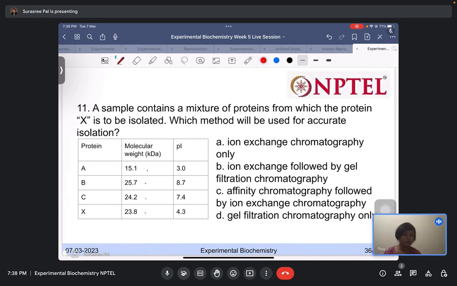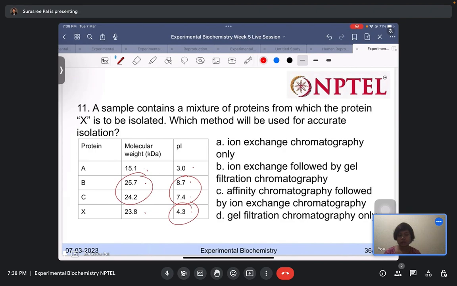Now look at the pI. The pI is 3.0, 8.7, 7.3 and 4.3. So these 2 proteins, that is B and C, have very close pI. They have also very close molecular weights. Now how do we isolate our protein X? So X has a pI of 4.3.